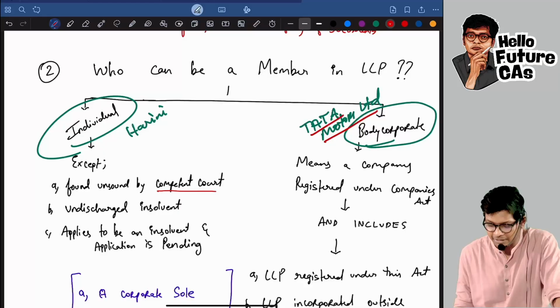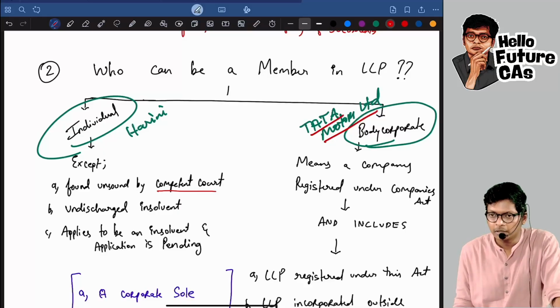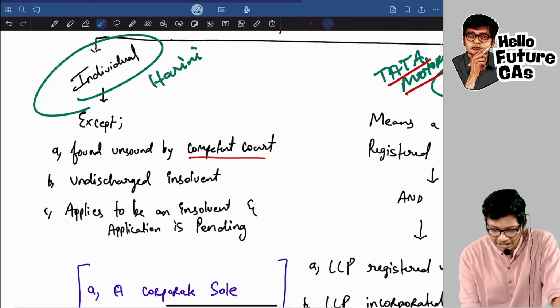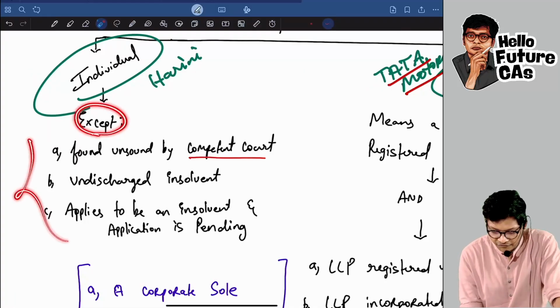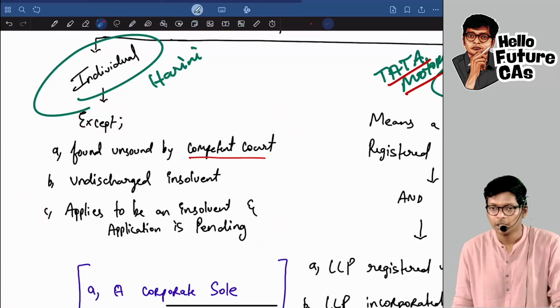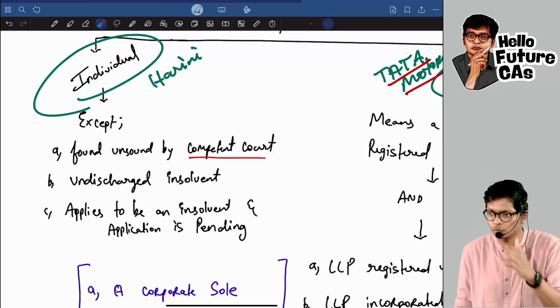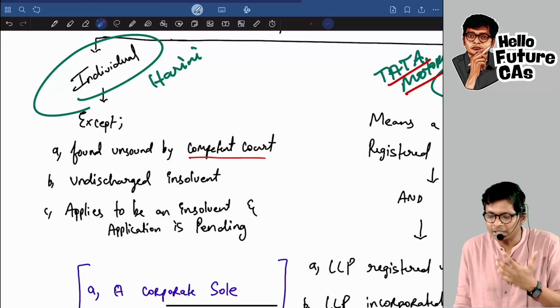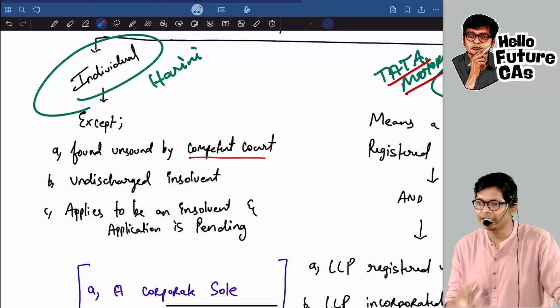Let's say Harini or Tata Motors can start an LLP. Here they are given quick points. Harini is allowed to start an LLP unless she falls within any of these 3 exceptions. 1. A person who cannot enter into a contract is not allowed to enter into any contract.